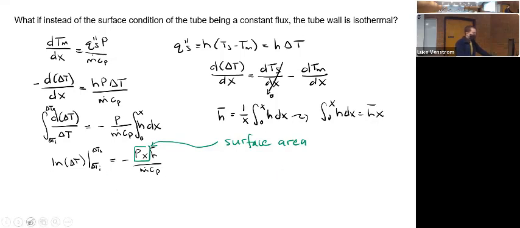Okay, but if I just write this out for delta t x, and I take the exponent of both sides, I have delta t x over delta t i is equal to exp of minus h bar p x over m dot c sub p.